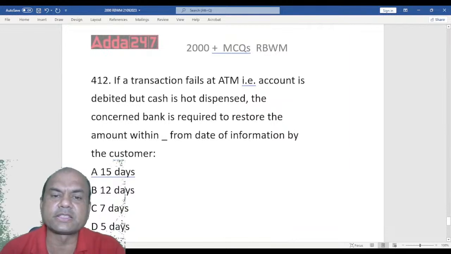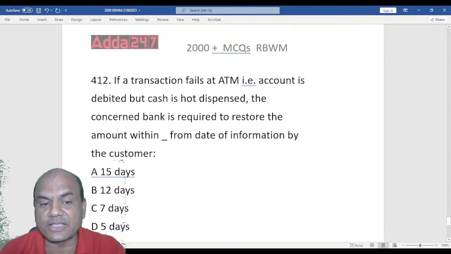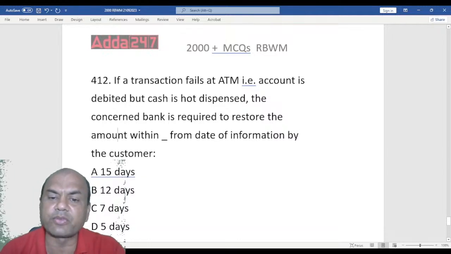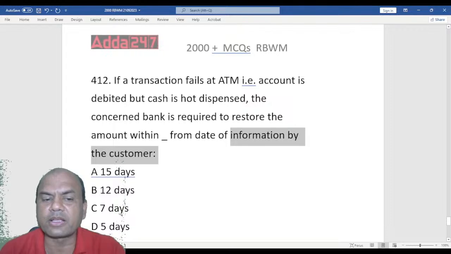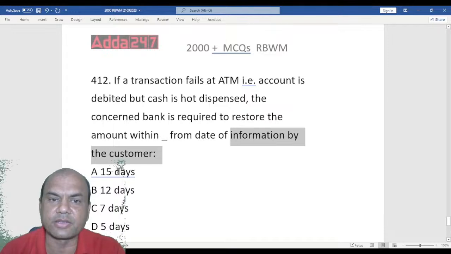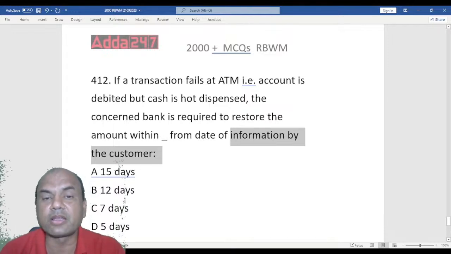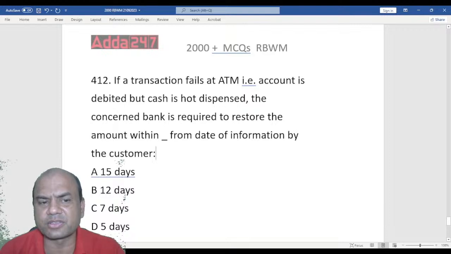If the transaction fails at the ATM, the account is debited, but cash is not dispensed, the concerned bank is required to restore the amount within dash days from the date of information by the customer. Nowadays, what has happened? RBI has come up with a new norm. Why is the customer required to inform? Even if the customer doesn't inform, the bank does the cash balancing on an everyday basis. So let it be. Let's solve this first.